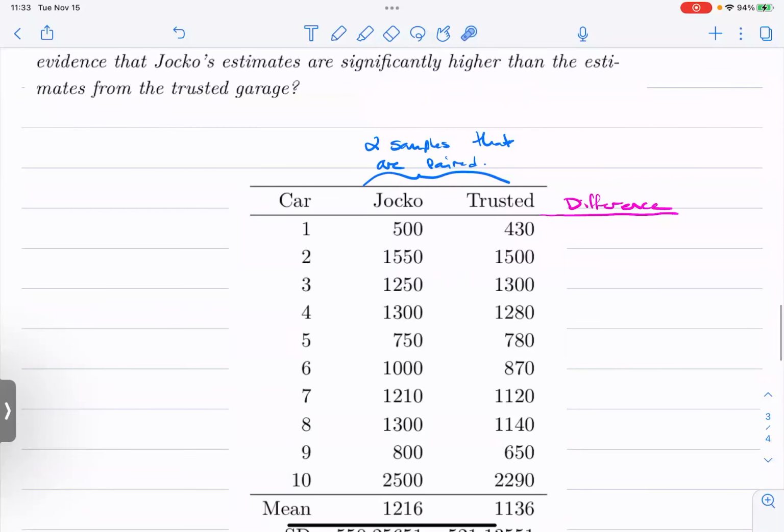It's important, really important, that you do your subtraction in the same order, because a positive has to mean something and a negative has to mean something. If you're doing it willy-nilly, then it won't work. So up here, I'm going to calculate Jocko minus the trusted garage. It doesn't matter as long as you're consistent. For me, my brain won't work if I do the right hand minus the left hand.